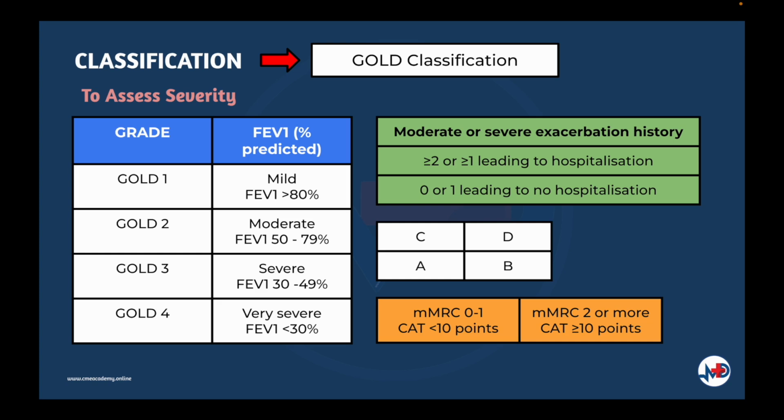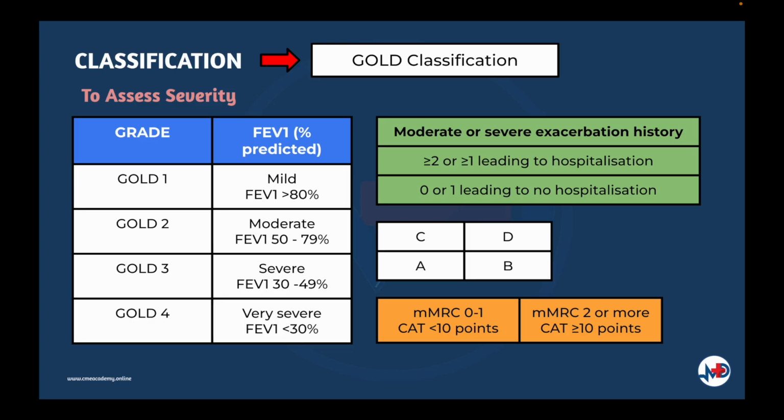COPD is classified according to the GOLD classification based on the FEV1. There are 4 grades, grade 1 to grade 4. GOLD 1 is considered mild obstruction with FEV1 more than 80%. GOLD 2 is moderate obstruction with FEV1 50 to 79%. Severe obstruction is GOLD 3 with FEV1 30 to 49%, and very severe obstruction is GOLD 4 with FEV1 of less than 30%. This grading is an assessment of airflow limitation.